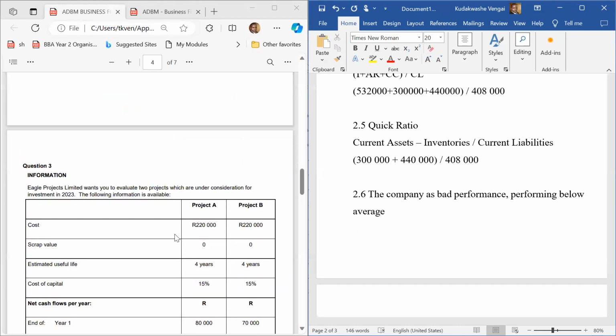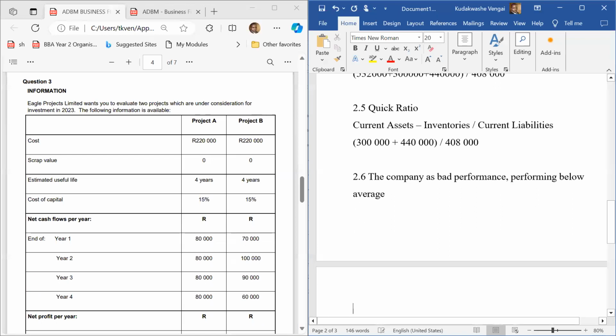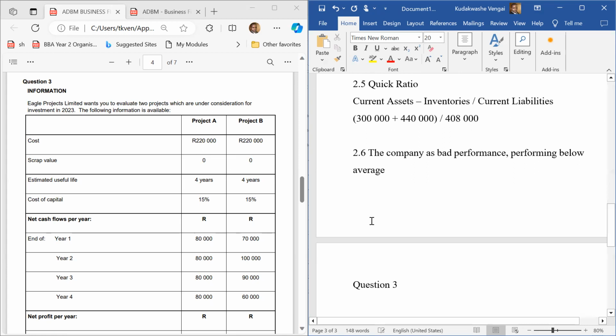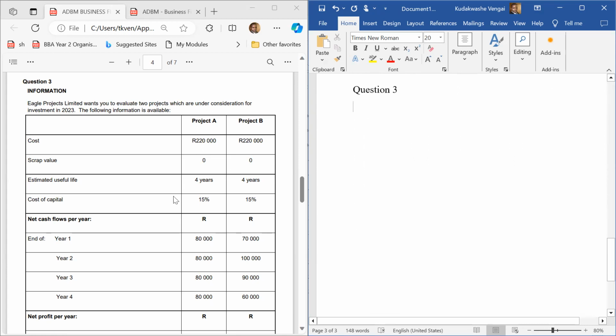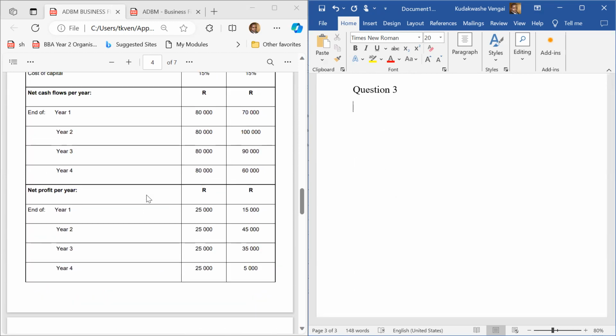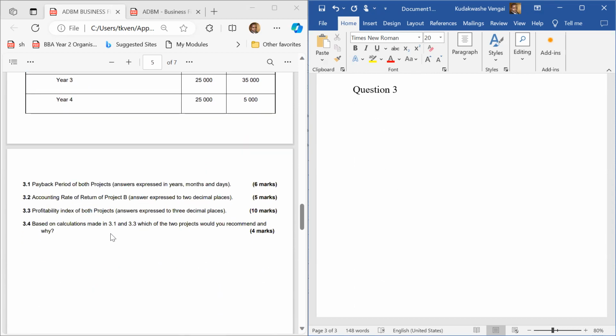All right, we go to the next one, question number 3. Question 3, we are given here project A and project B. We're given cash flows and we're given net profit. And we are told to calculate payback, accounting rate of return, and so on. All right, so let's do that.